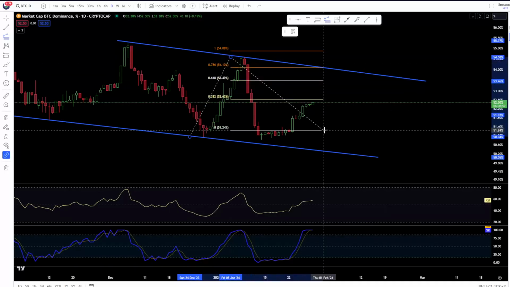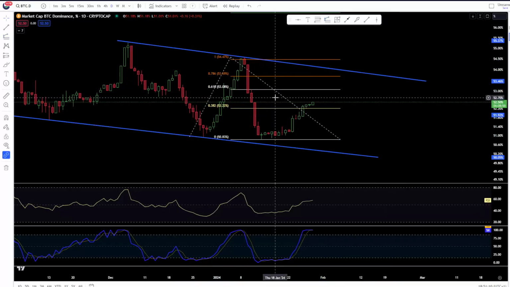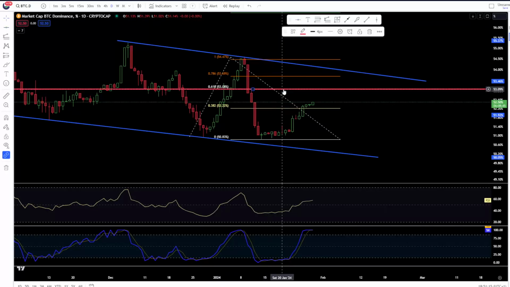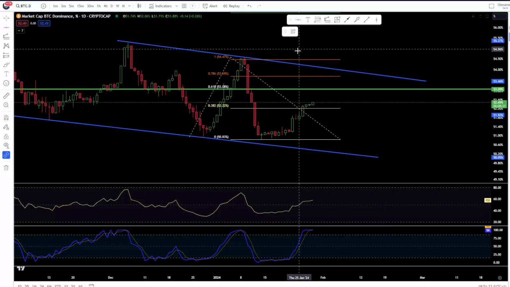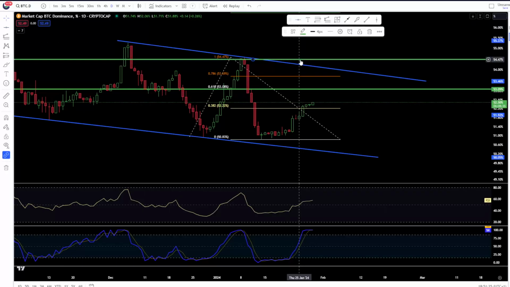Looking at the current growth, it is worth spreading the trend-based fib extension grid, thanks to which we can determine significant resistance at the level of 53%, and further significant resistance at the level of 54.47%.